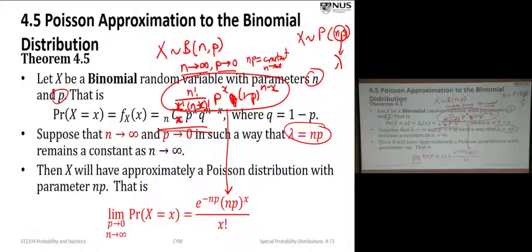All right. So the idea is that for the probability function of a binomial distribution, think of it, when n is getting bigger and bigger, n factorial is a huge number. So we show that when n is getting bigger and bigger, and p is getting smaller and smaller, this is approximated by this expression. So it helps us to find the probability of a binomial random variable. All right.